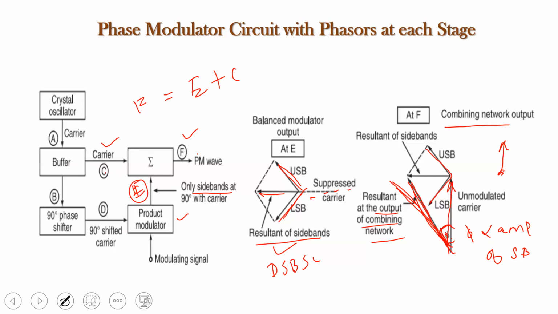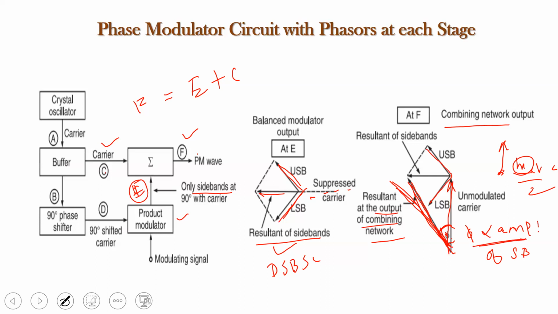So, the increase in the amplitude of the sidebands is the increase in the amplitude of the message, because the amplitude of the sideband is nothing but MA VC by 2. MA is the modulation index. It is always related to the amplitude of the message signal. So, whenever there is an increase in the amplitude of the message signal, there is going to be a direct increase in the resultant phase. That is what we have represented here.